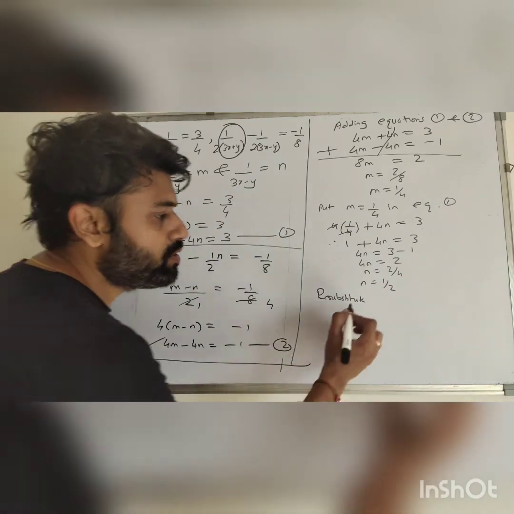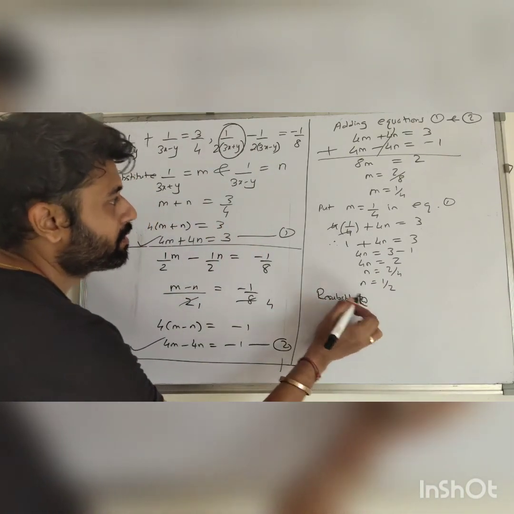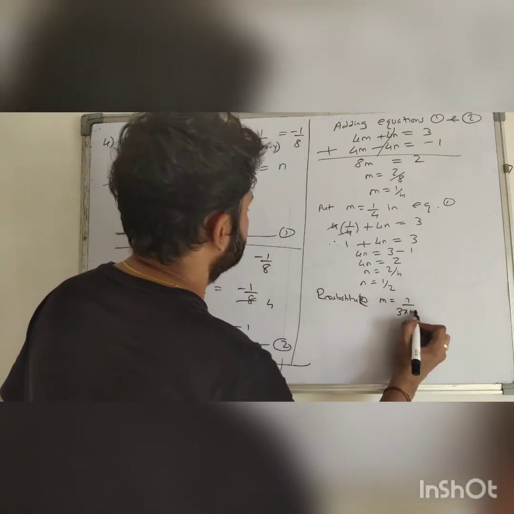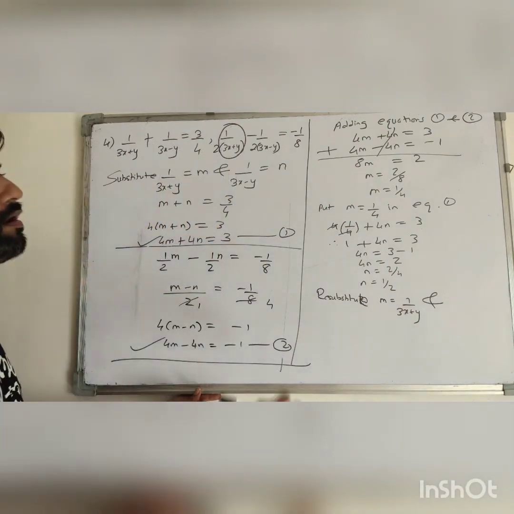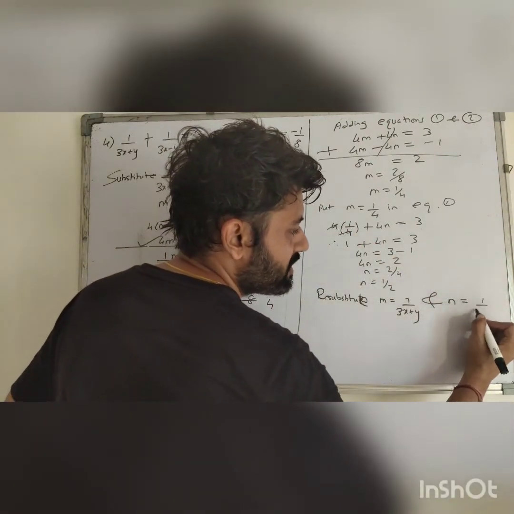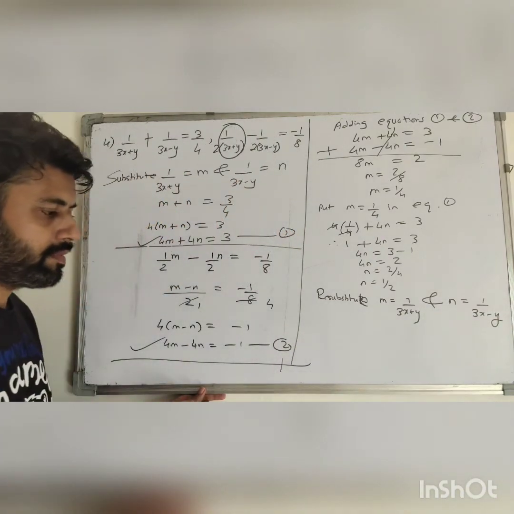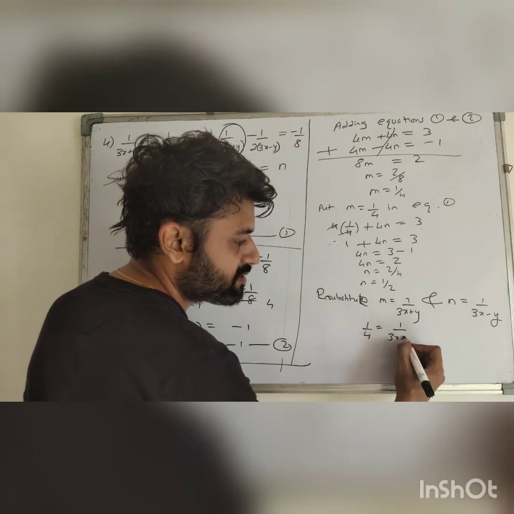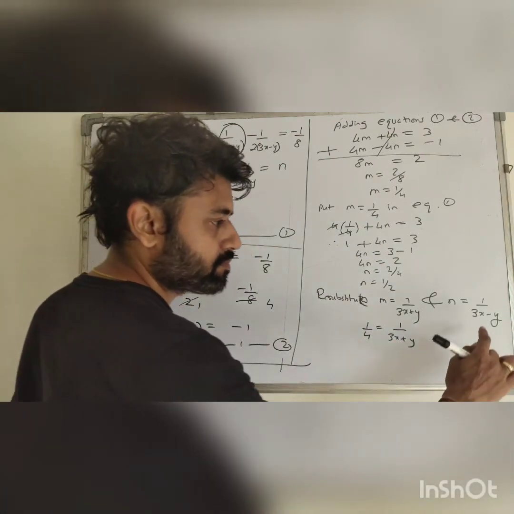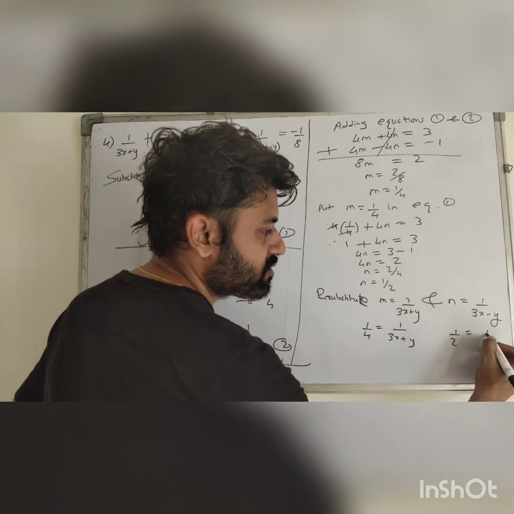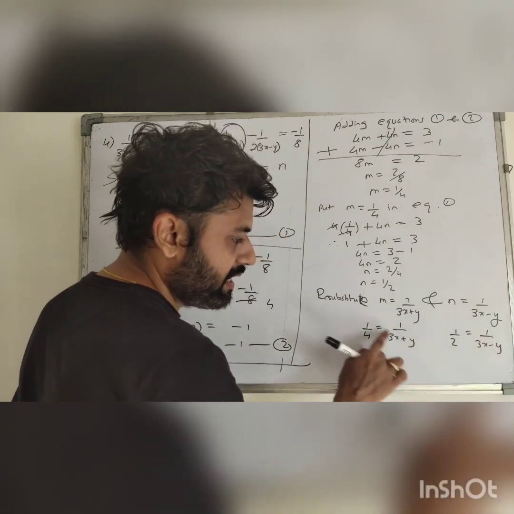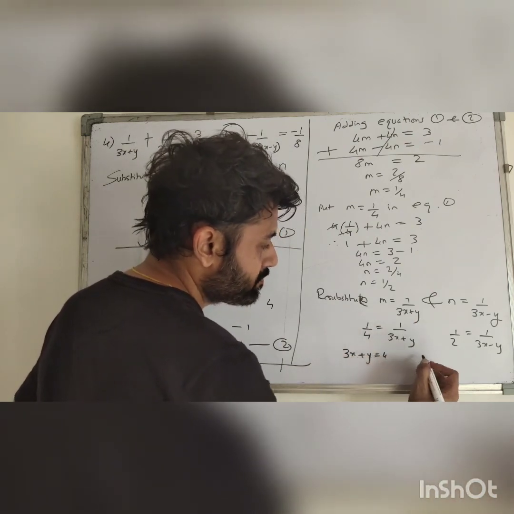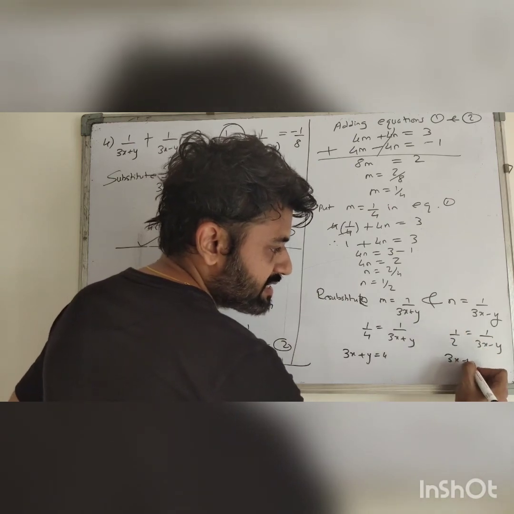When you say resubstitute, write it the other way around. m is equal to 1/3x plus y and n is equal to 1/3x minus y. m 1/4 is equal to 1/3x plus y. n 1/2 is equal to 1/3x minus y. This goes here, that goes there. 3x plus y is equal to 4. 3x minus y is equal to 2.